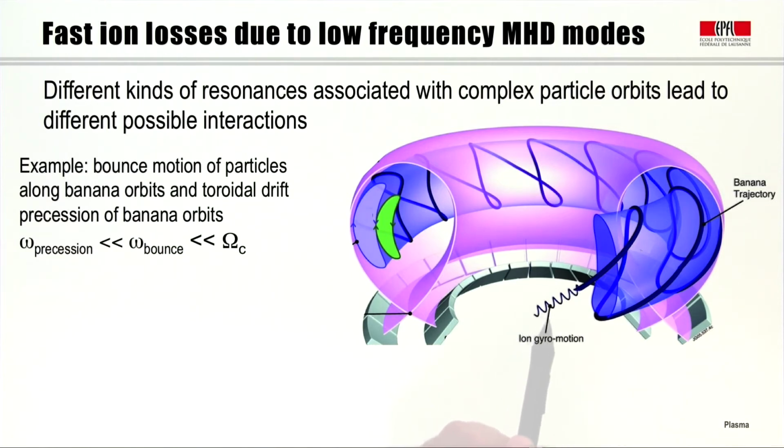This image that we have seen in previous parts of the course illustrates the complexity of the orbits in a tokamak for ions, for example. Of course, you have the fast gyro motion around the field lines, which is associated with the cyclotron frequency, and that's one resonance. But now we consider much smaller frequencies, much slower timescales.